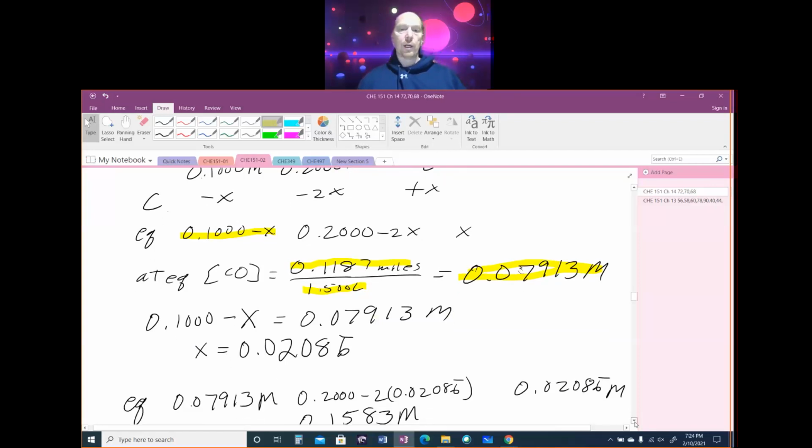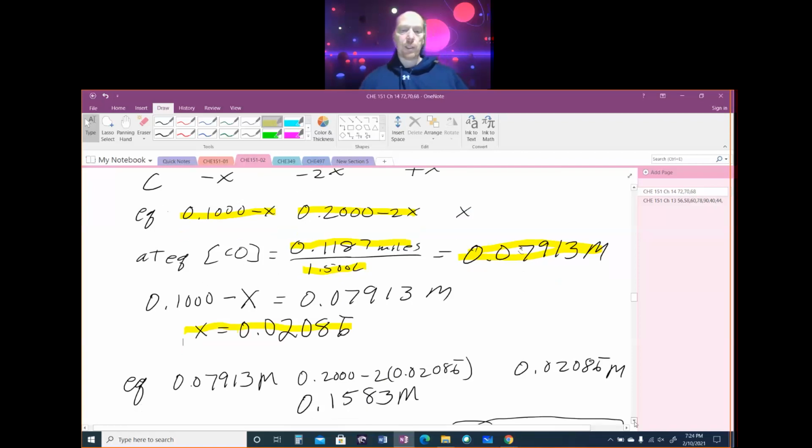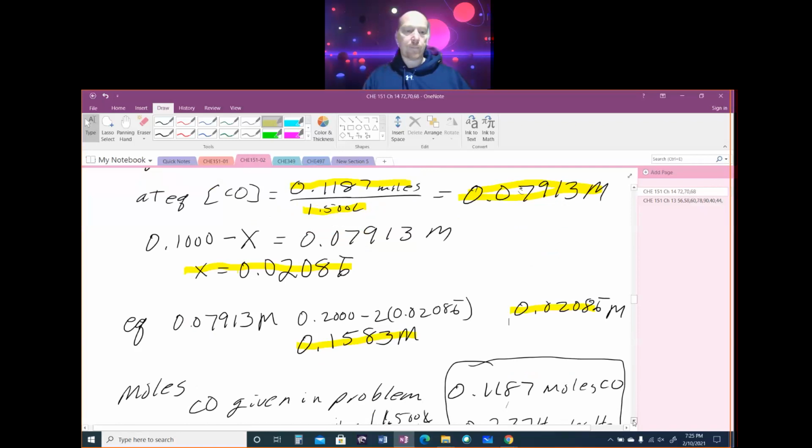All right, and so our concentration of the hydrogen is 0.2 minus 2x, so we take our 0.2 minus 2 times the x value here that we calculated, and we get our equilibrium concentration of hydrogen to be 0.1583 molar. And our concentration of CH3OH is x, and x is 0.02086 repeating, or just put that rounded to 7.